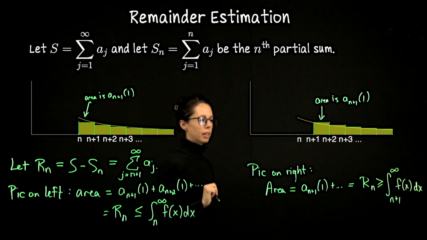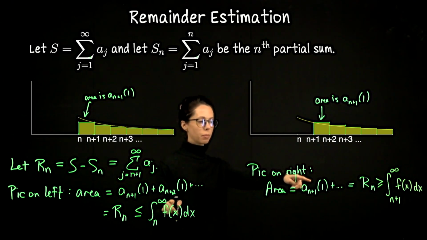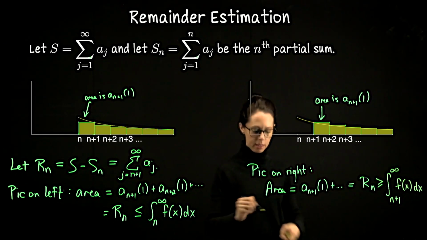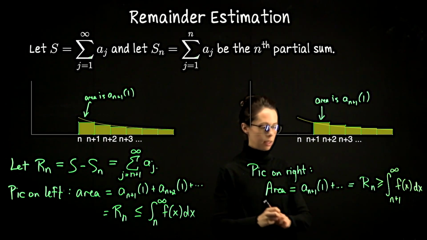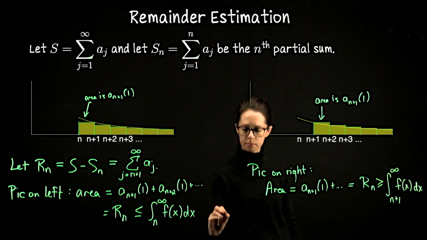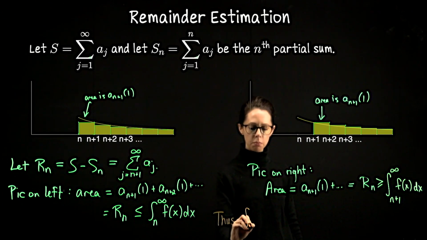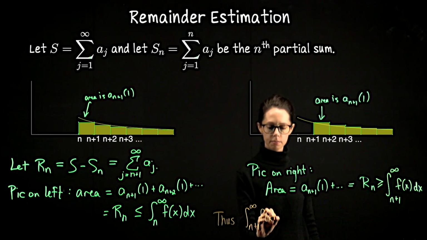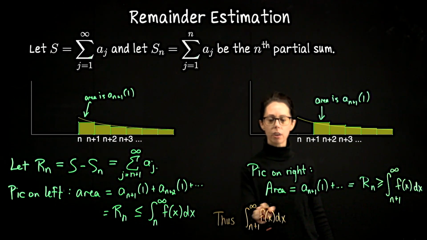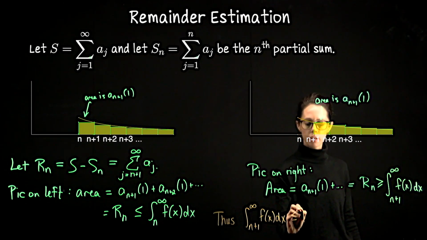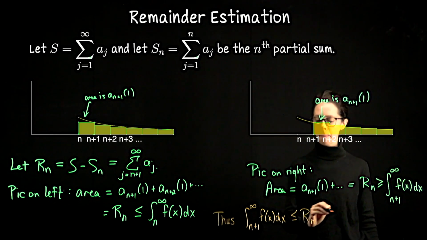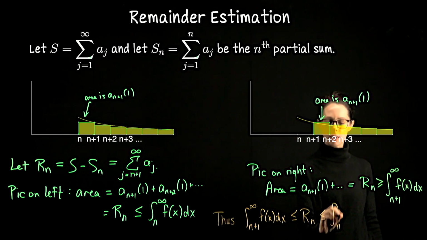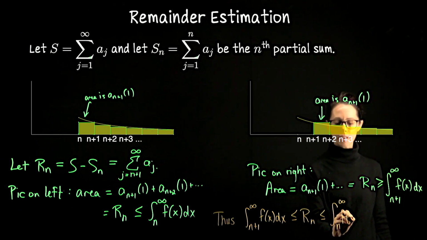Okay, so let me combine both of these inequalities now. I'm going to write it in ascending order. So the smallest quantity we have is the integral from n plus 1 to infinity of f of x dx. This integral is less than or equal to the size of our remainder, which is less than or equal to the integral from n to infinity of f of x dx.